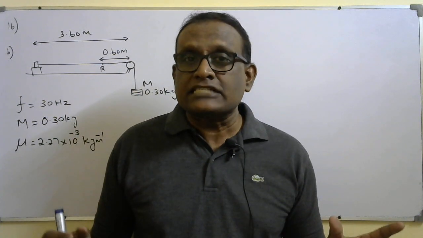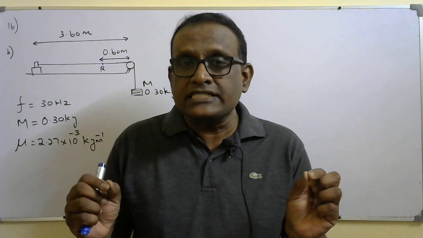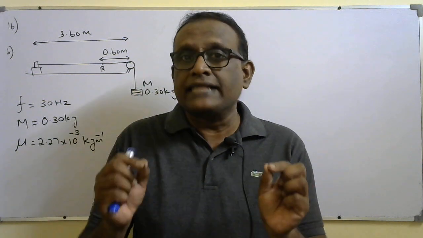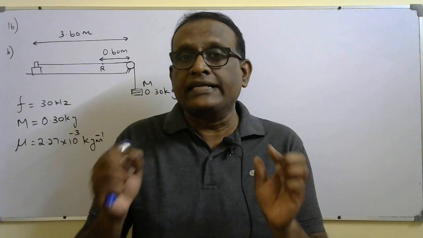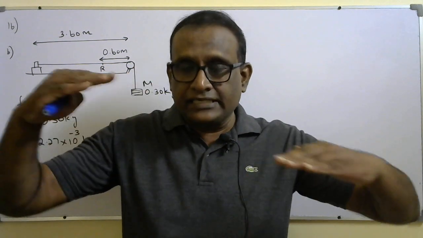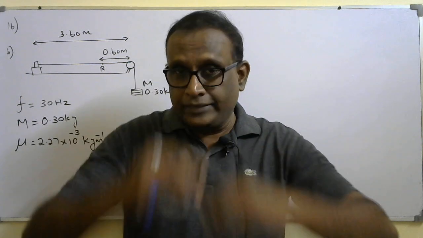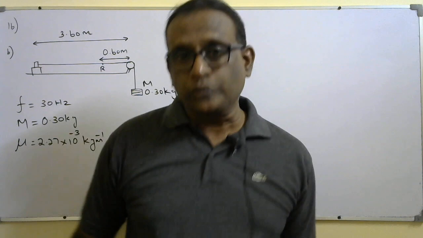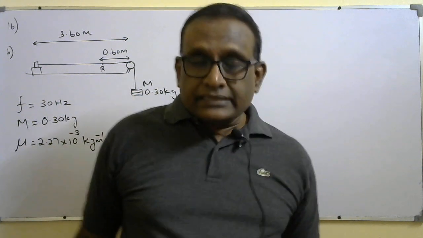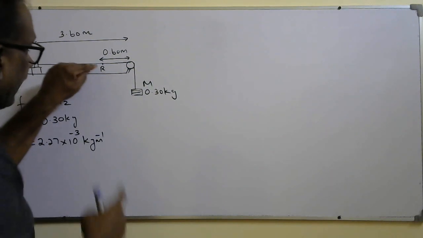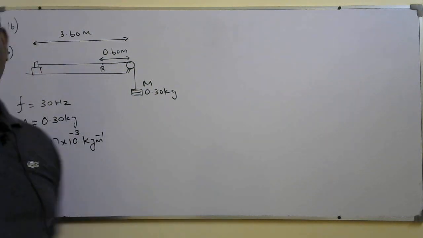We know the distance between two adjacent nodes is equal to lambda by 2. What is lambda there? Lambda is the wavelength of the two identical opposite traveling waves. The traveling waves are in opposite directions, their wavelength is lambda, which means the distance between two adjacent nodes will be lambda by 2. I need to find the lambda.